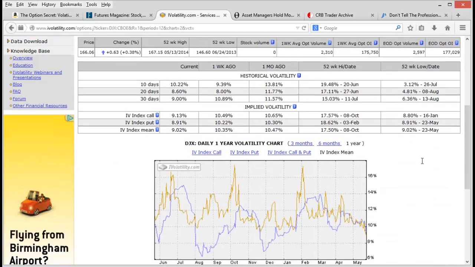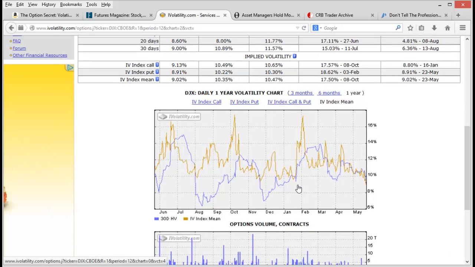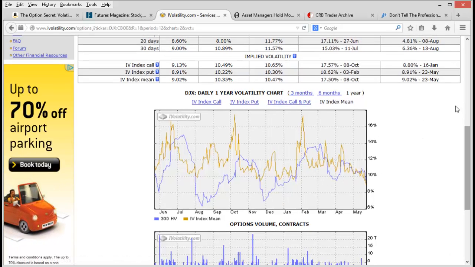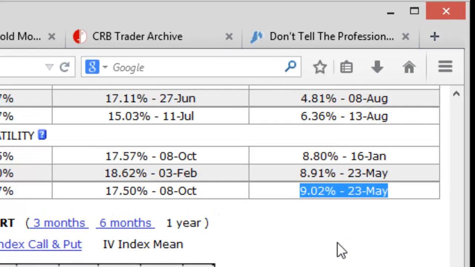So here we go, and there you can see the volatility chart. And if you look to here, you can see that we have this table as well, and the line that we're interested in is this one here, the IV index mean. Again, don't read too much into the complexity of this, because the two rules which I've given you are very, very simple. And what you're looking for is the mean to be 10 or below for the clue that the Dow Jones is likely to go through a selling phase.